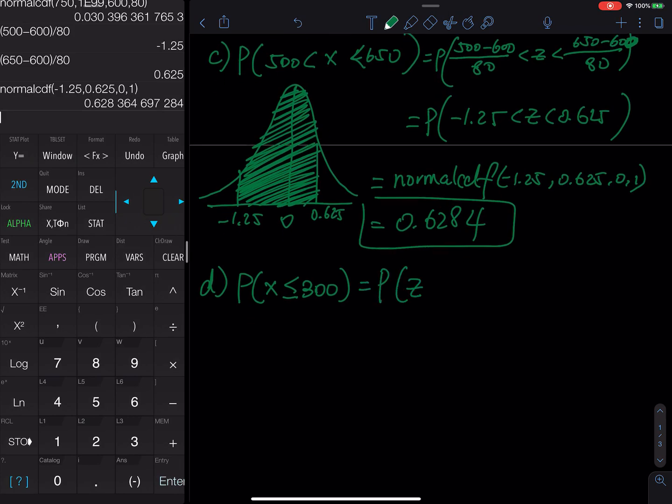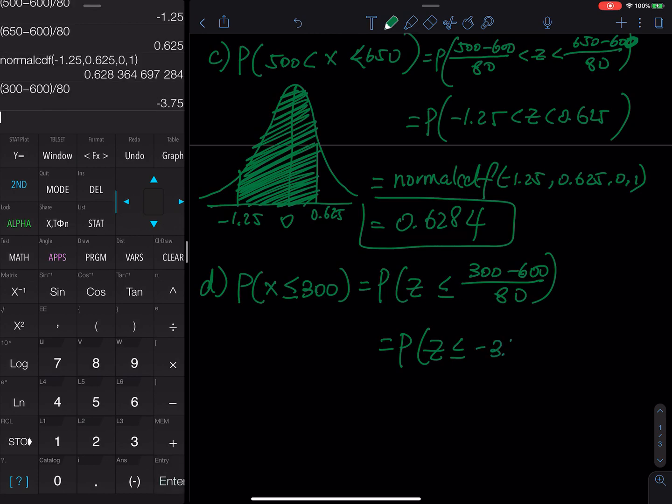So that is the C, less than or equal to 300 minus 600 divided by 80. All right, so 300 minus 600 divided by 80. Okay, we type that: 300 minus 600 divided by 80. Negative 3.75. The probability must be very small because that pushes almost all the way to the right.